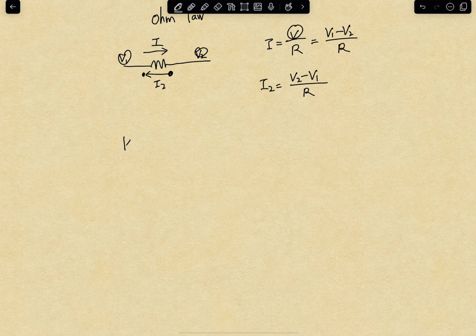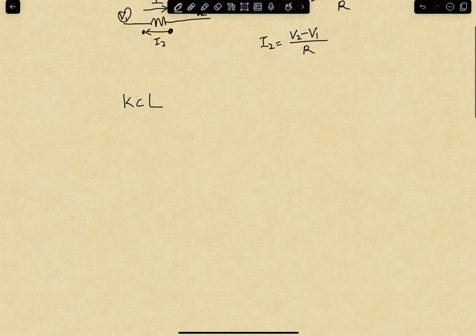So for the KCL, Kirchhoff's current law is basically a node analysis. There are several versions of it. For example, you have a node, you have 3 wires, you have three currents coming into the node. This one is I1, this is I2, this is I3. Then we know that I1 plus I2 plus I3 will equal 0.